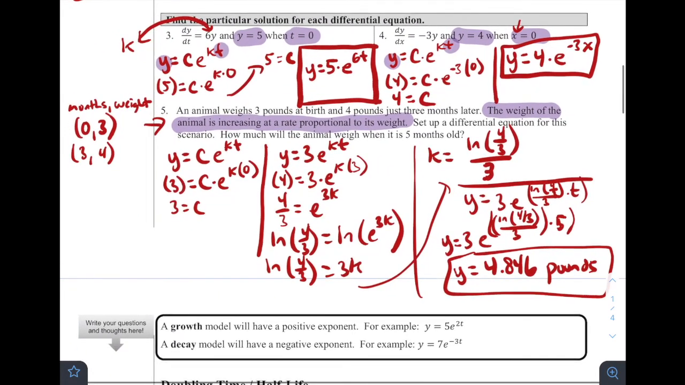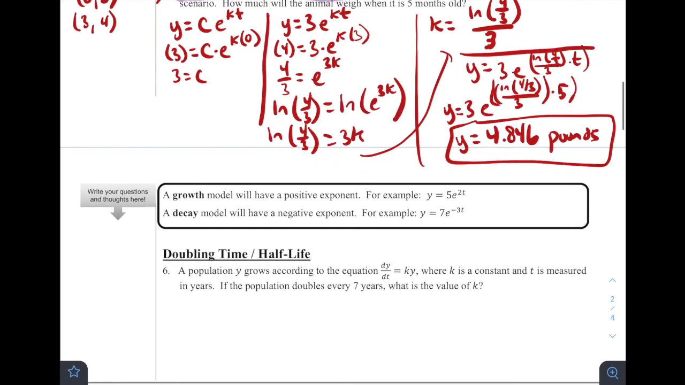Because the growth of the weight of this animal was exponential, we can use 2 data points to write an exponential model, which we just did, and then use that to predict weights in the future. So predicting that at 5 months old, this thing would weigh 4.846 pounds. Nice. All right, let's move on to our last page. If you want to turn to the final page, then we'll talk here about number 6 to wrap up for today.